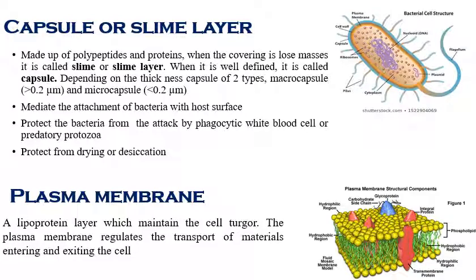Not only predatory protozoa or phagocytosis of blood cells, this slimy layer will also help to protect the bacterium from other bacteria that may be produced by the toxic chemicals.